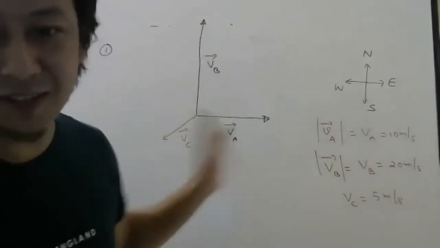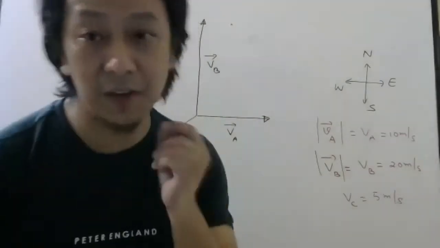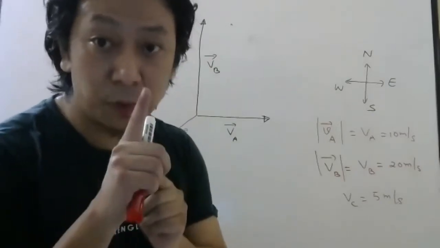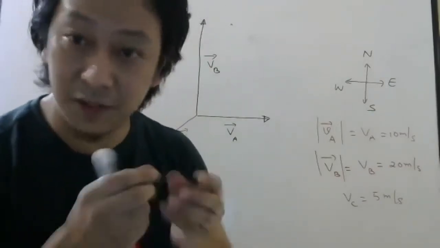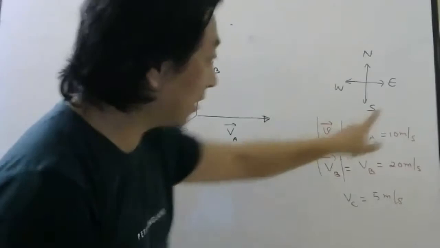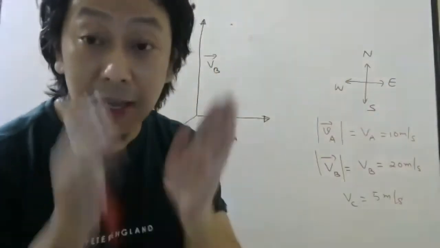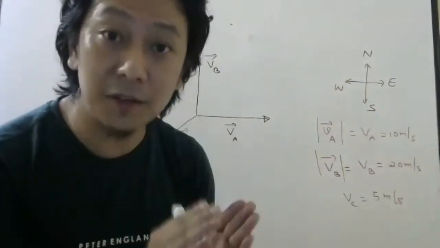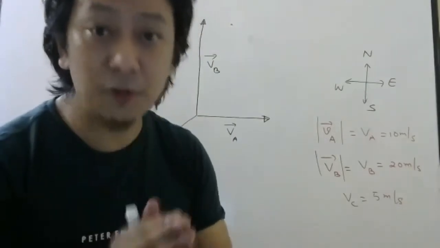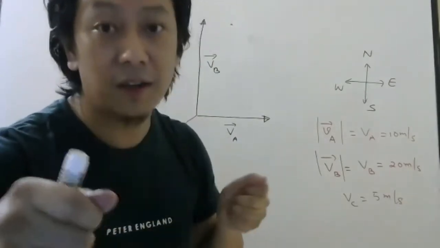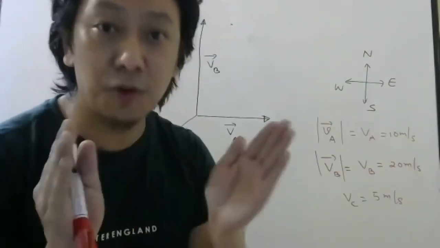Okay, students, it's very simple. Just follow whatever I told. Arrow should point wherever is the direction of the vector. Length should be drawn according to the magnitude. If magnitude is more, you have to draw longer. If magnitude is less, you have to draw shorter.